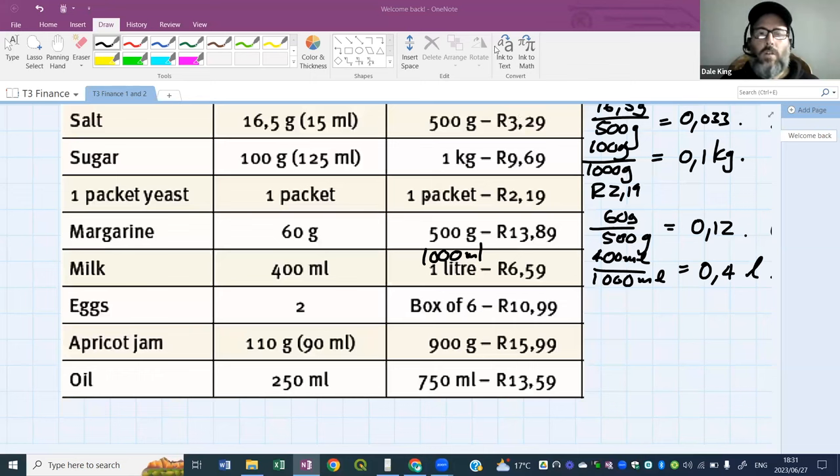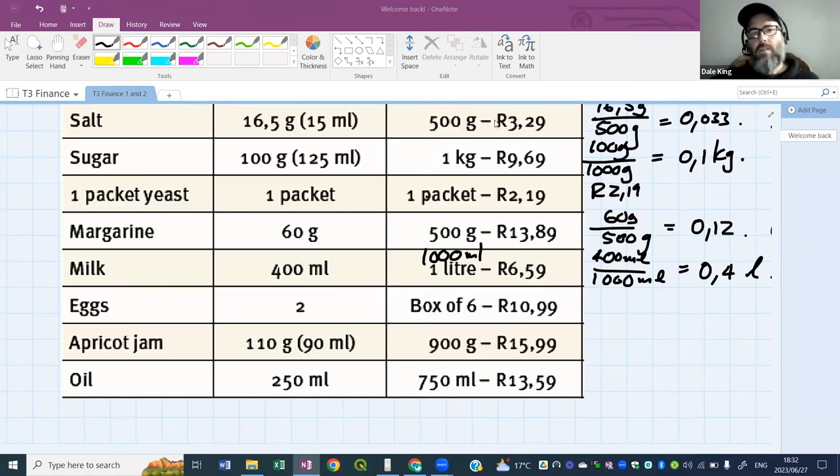All right, let's do the last three and then let's work out the cost price of this batch of donuts. I'm interested to know how much one donut is going to cost. Right, we've got two eggs, a box of six costs 10.99. Who can help me out? This should be an easier one. 3.63, Sonia.